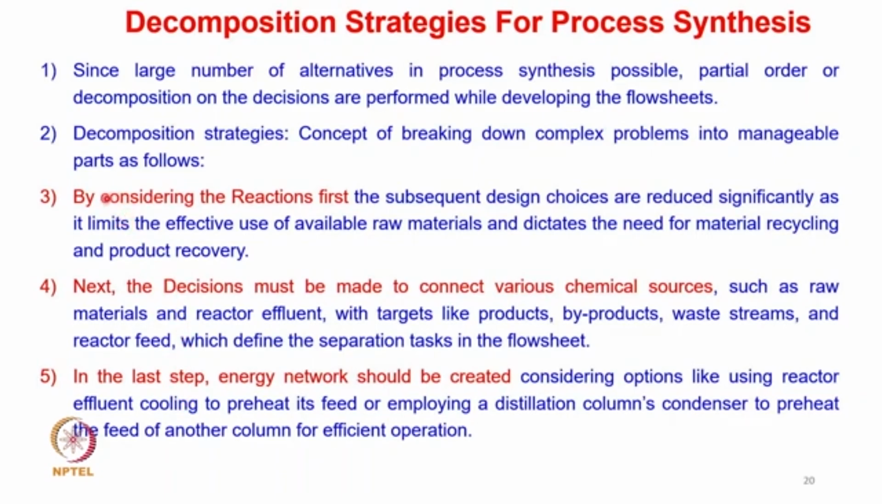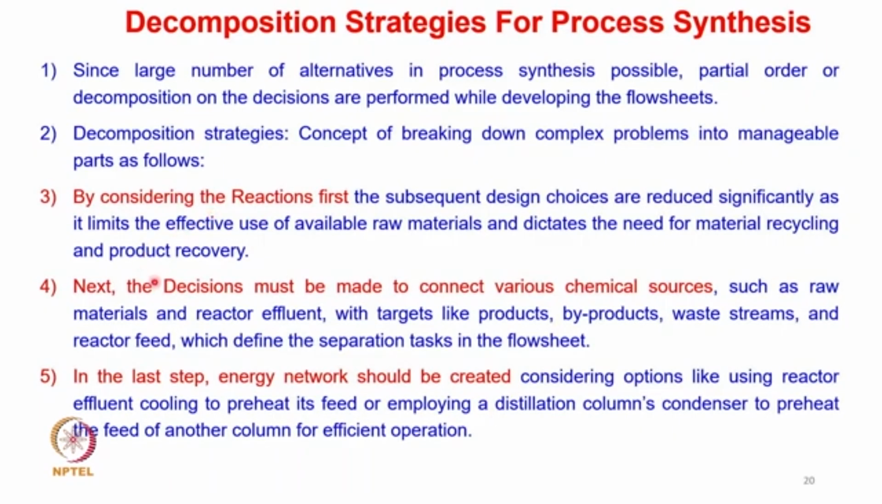So for a process flowsheet development, by considering the reaction first, the subsequent design choices are reduced significantly as it limits the effective use of available raw materials, and it dictates the need for material recycling and product recovery. So by taking the reaction first, several alternatives can be eliminated. Once the reactions are selected, the next step is to connect various chemical sources such as raw materials and reactor effluent with targets like products, byproducts, waste streams and reactor feed, which define the separation task in the flow sheet.